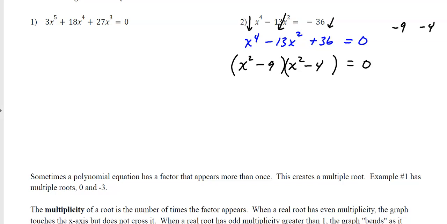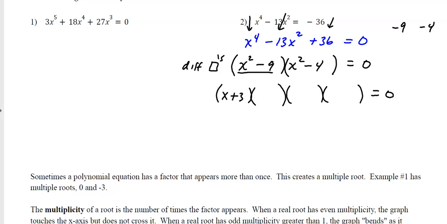But then both of these are difference of squares, back from the quadratics chapter. So I can break each of these down. This one can be broken down as x plus 3 times x minus 3. That middle term will disappear. And then this one's going to be x plus 2, x minus 2. And so one of those parentheses has to equal 0. So it looks like I got -3, positive 3, -2, and 2. So all 4 zeros are there and they're all different.